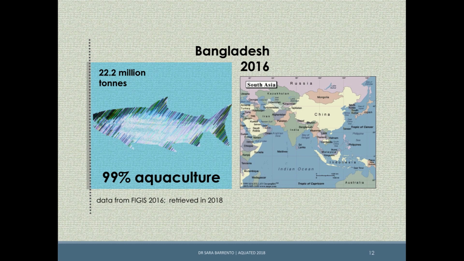So basically, the idea I want to convey is that when you think about world averages and data, that's very well, but that does not represent individual countries. So individual countries may have quite different ways of producing their seafood.